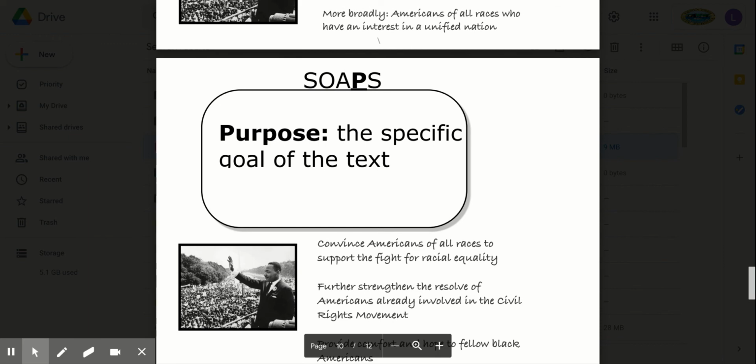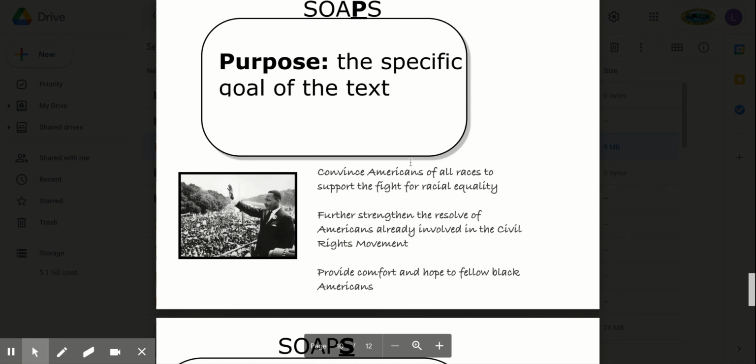The P in SOAPS is purpose. What is the goal of the text? Here is where you think about that list that I talked about earlier. Is it trying to describe? Is it trying to tell a story? Is it trying to convince? What is the text designed to do? And it might be multiple things.